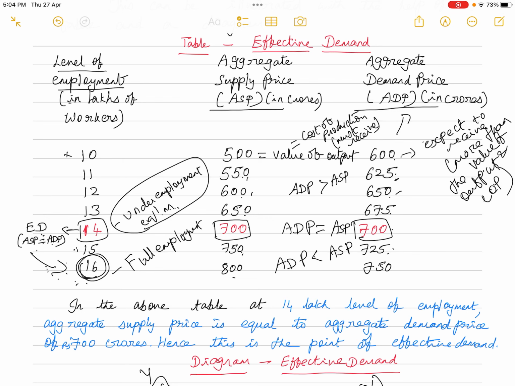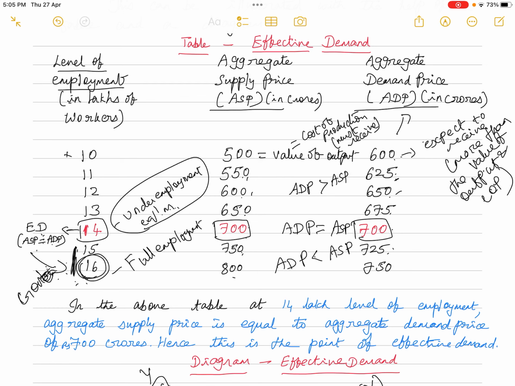So the economy has already reached the equilibrium position before the level of full employment. Then who is responsible to provide this employment? The producers, they are not willing to employ more and more amount of labor force. They stop production. So in this case, in order to employ this additional 2 lakhs labor force, that is 15 to 16 lakhs, the government must interfere. So only the government interferes.